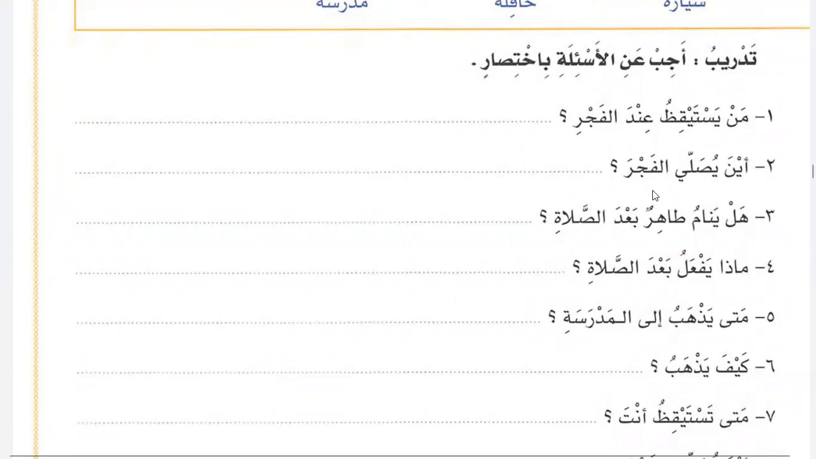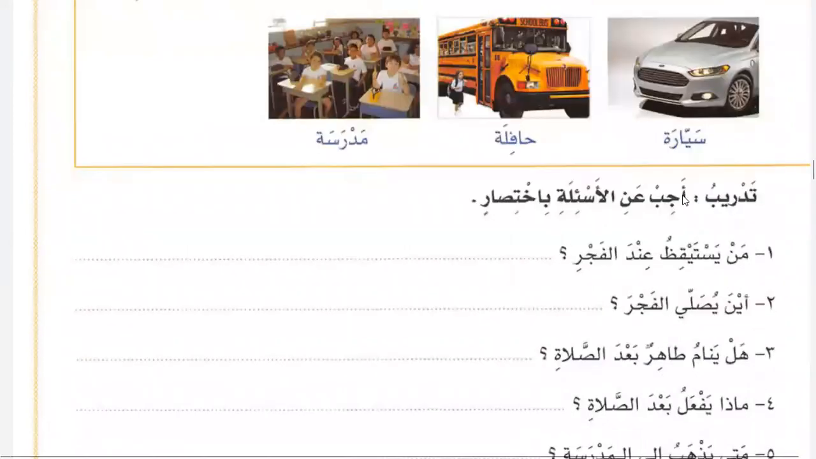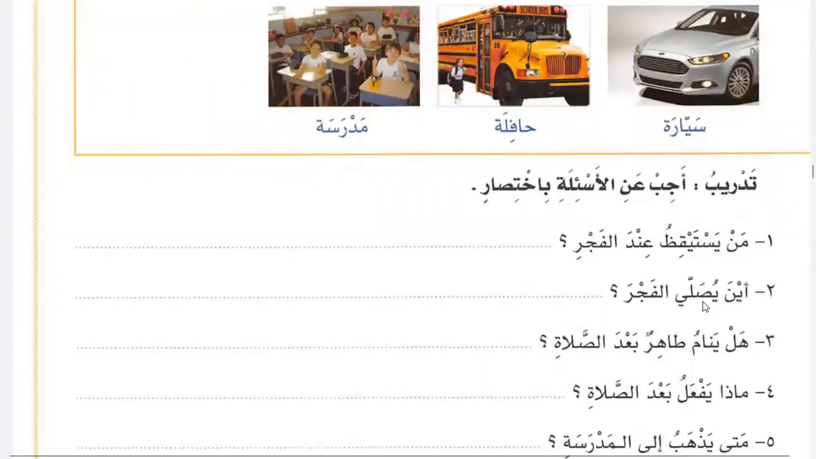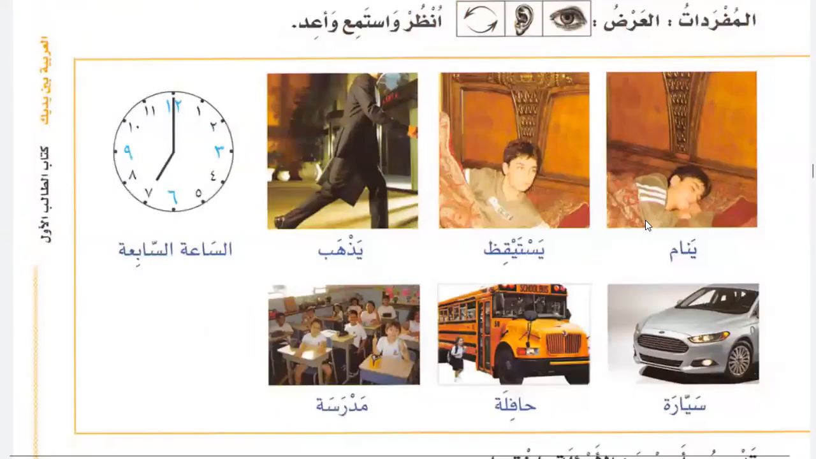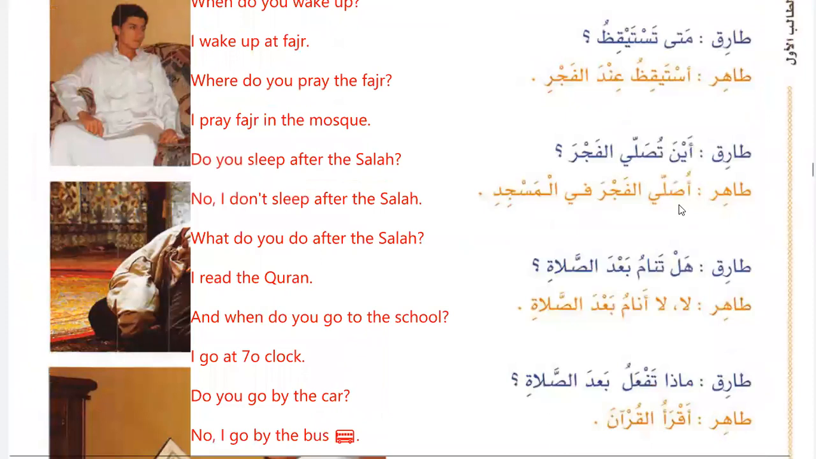Aina yusalli al-fajr? Meaning? Where does he pray fajr? In masjid, in mosque. What is the meaning of yusalli? He prays. Yusalli means he prays. So where does he pray fajr? In mosque, in masjid. So what is the complete answer? Usalli al-fajr fil masjid. Problem with this, usalli means I pray, but we need he prays in the answer. Yusalli al-fajr fil masjid. Correct.